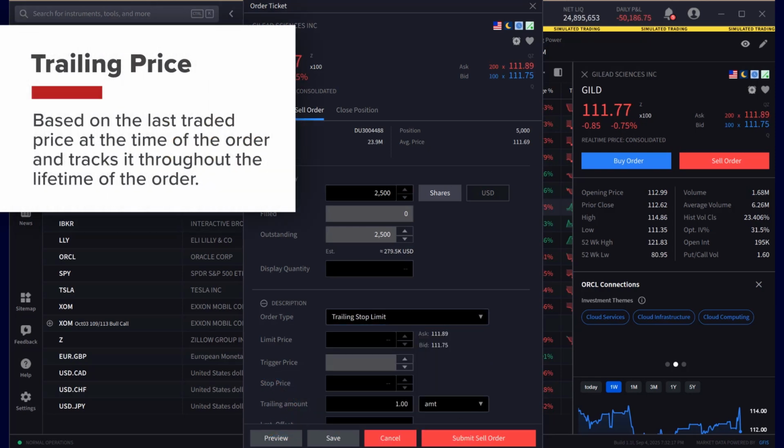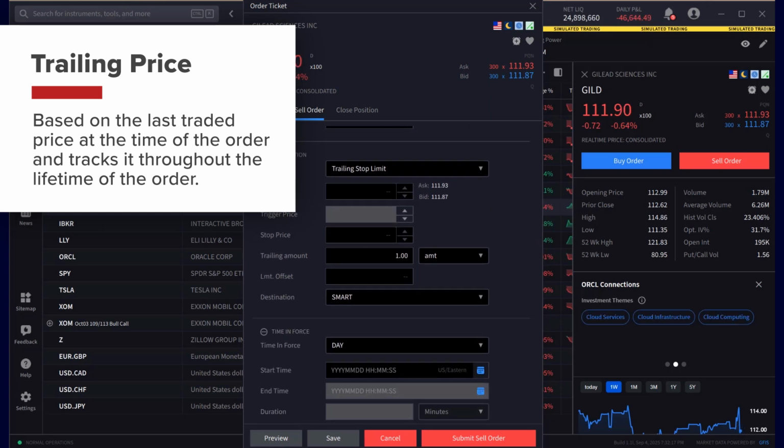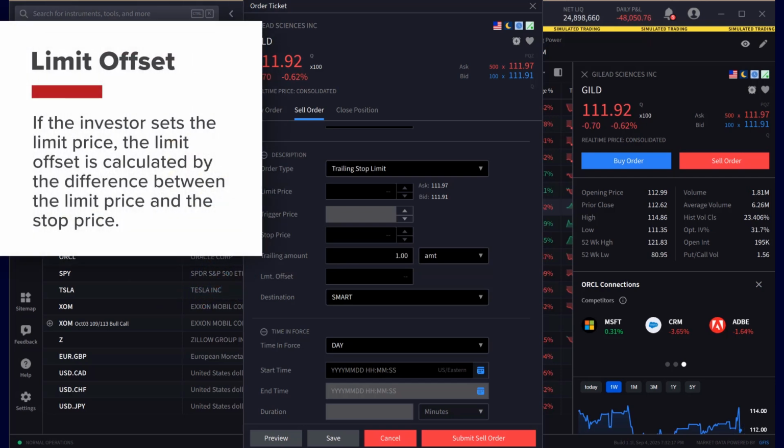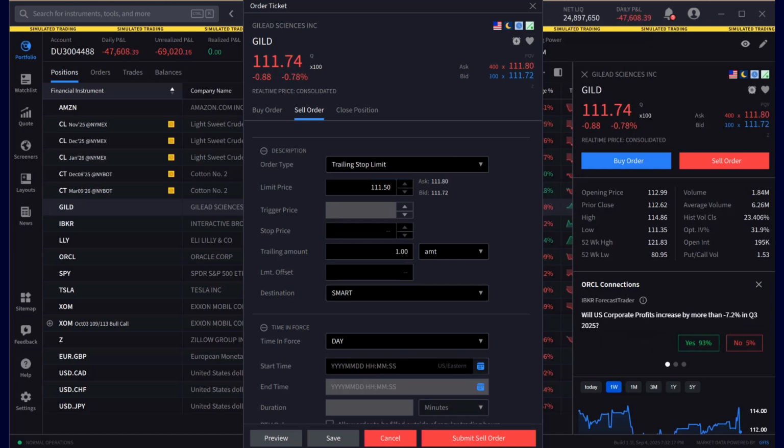The trailing price is based on the last traded price at the time of the order and tracks it throughout the lifetime of the order. The investor then enters the limit price or the limit offset price. If the investor sets the limit price, the limit offset is calculated by the difference between the limit price and the stop price. For sell orders, the investor will sell at the limit price or higher, and for buy orders, they will pay the limit price or lower.